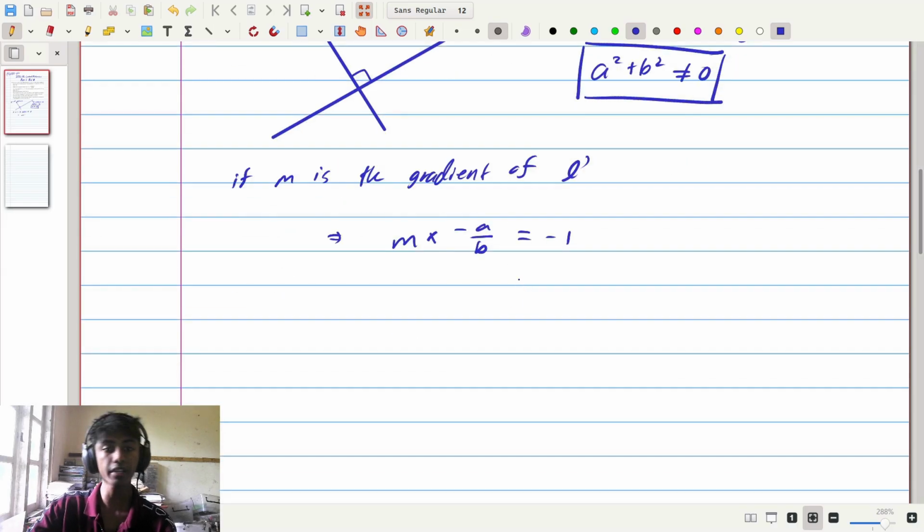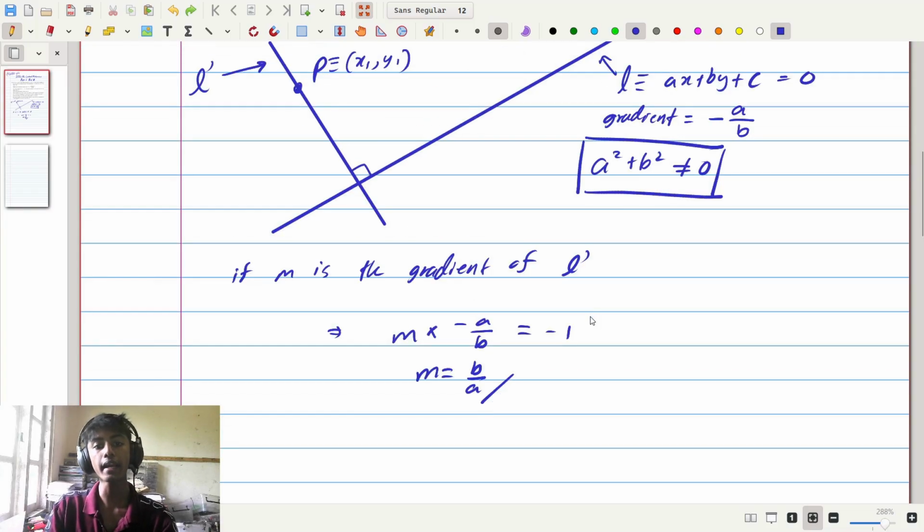And rearranging that, we can see the negative and negative cancel. We get m times a over b equals 1, and therefore m equals b over a. So from this we get m equals b over a. The gradient of the line L dash is b over a. Now with this, we can actually directly move on to the actual equation of L dash.